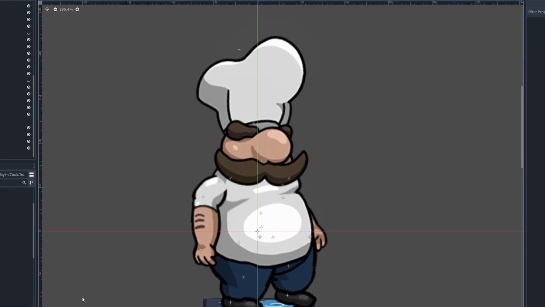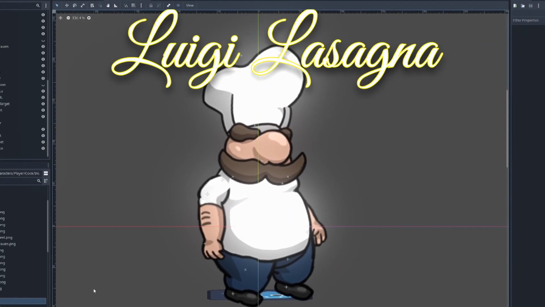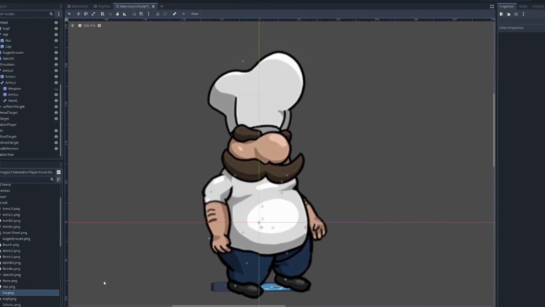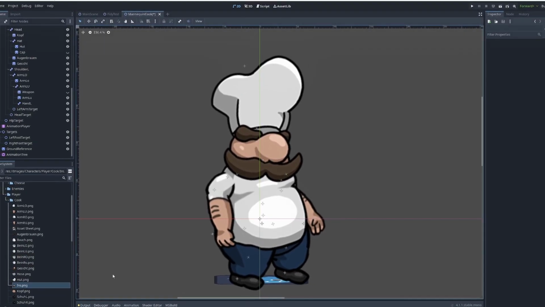The cook will be called something like Freddy Fettuccine or Luigi Lasagna or something like that. Maybe you have some other good ideas. Let us know in the comments what you think a good name for this cook will be.